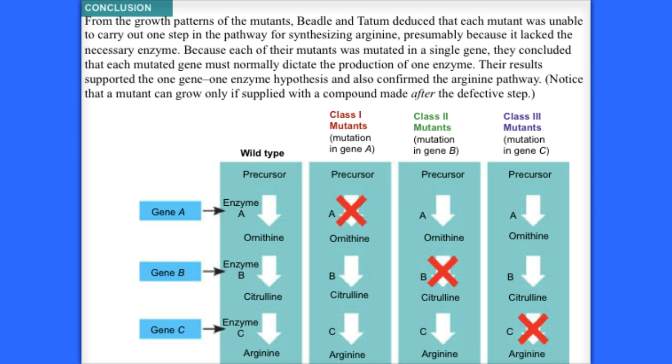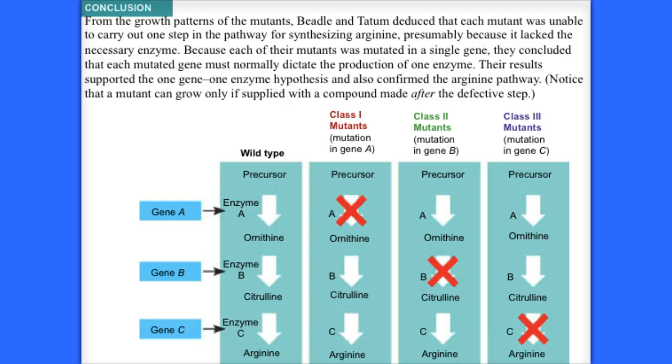Here we go. Here we see that there happens to be a gene which converts the precursor, or the ingredient, into a component called ornithine. And therefore the wild type could do that. And ornithine was converted to citrulline and thereafter to arginine, and therefore the wild type could grow in all the four sets. But the class 1 mutant could not convert the precursor to ornithine and hence could not grow there.